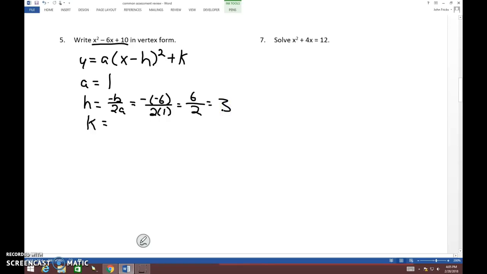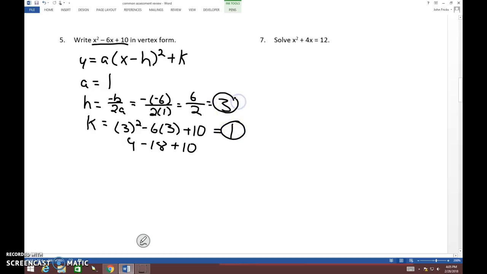To find k, all we do is substitute back in. So to find k, we're going to say x, which is 3, squared minus 6 times 3 plus 10. So working this out, we know 3 squared is going to be 9. And then we have negative 6 times 3, which is negative 18, plus 10. So when we solve that, 9 minus 18 is going to be negative 9. And then negative 9 plus 10 is going to be positive 1. So from there, we can identify that the k value is going to be 1.